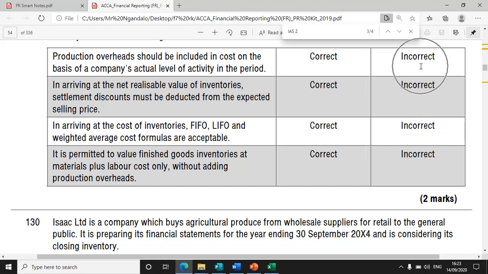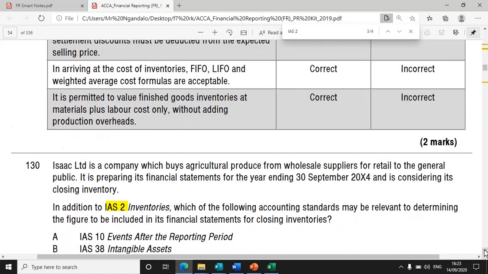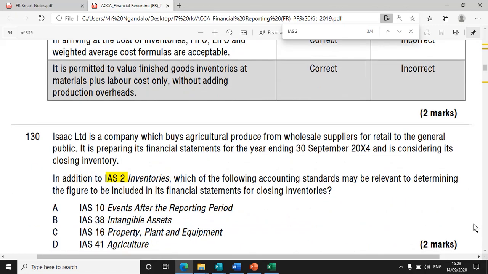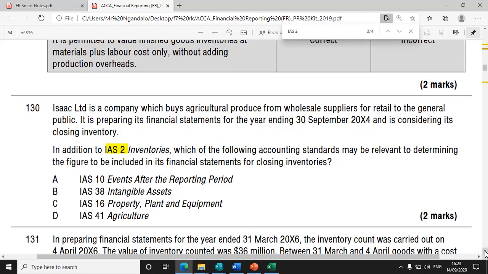All these options are incorrect, and those will be the options that we're supposed to take. So half a mark for each correct box. Let us progress to 130. And there's a connection, of course, between that and these other standards.